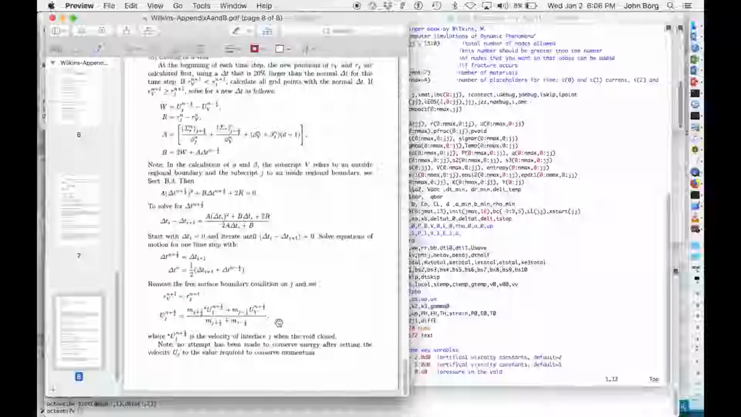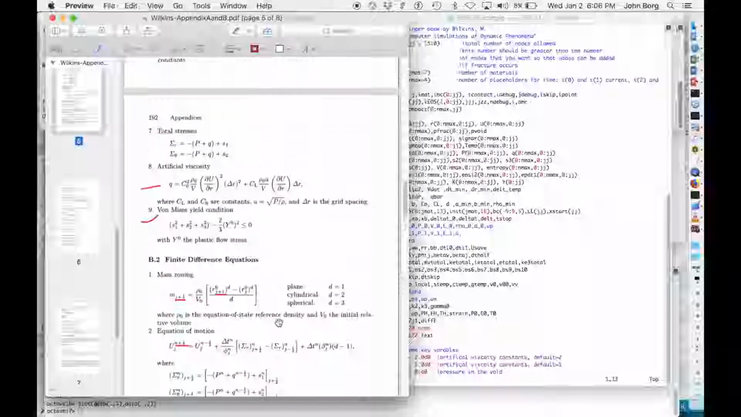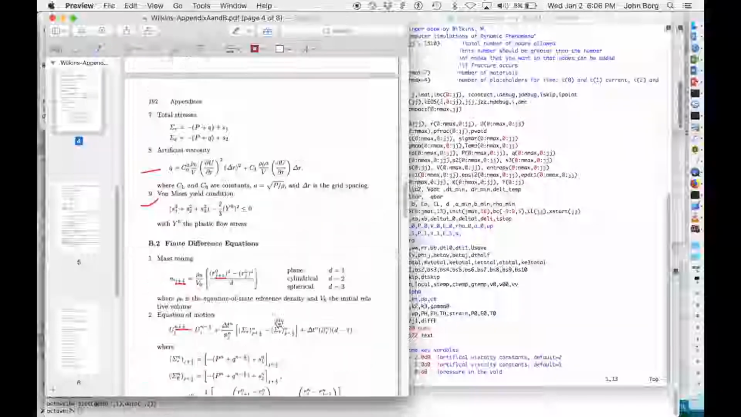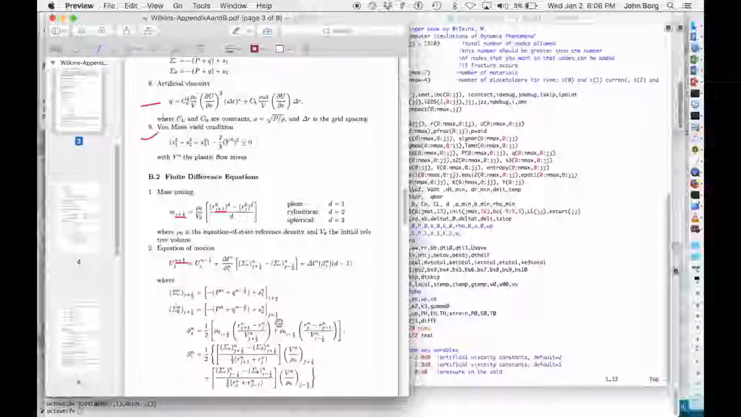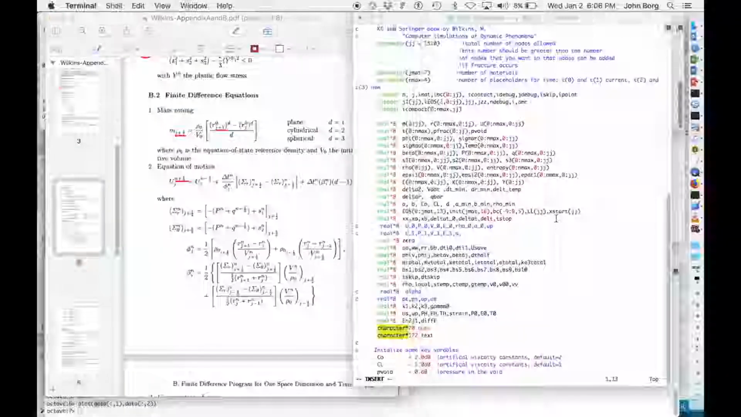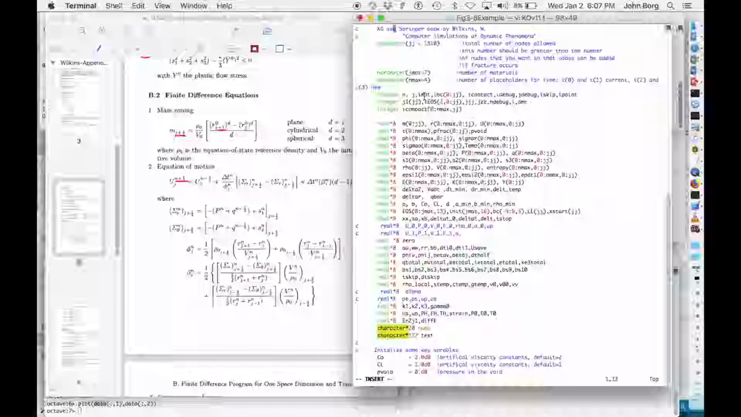So take a look at this. It's really quite well done. And I'll show you then how I laid it out in the Fortran version that I wrote. So here's the Fortran version here.